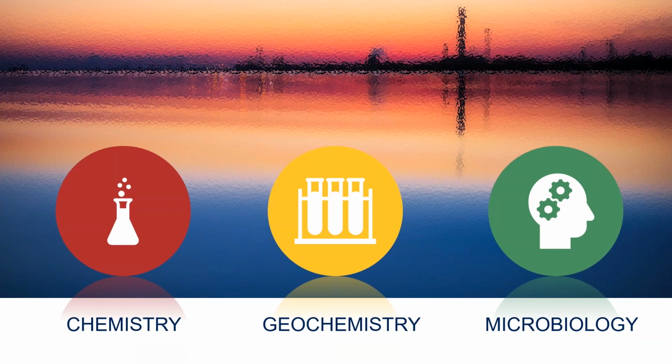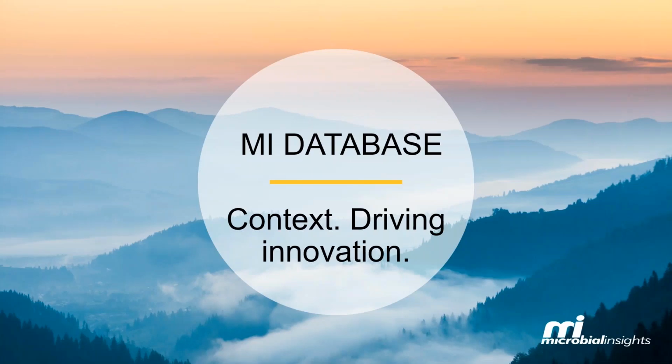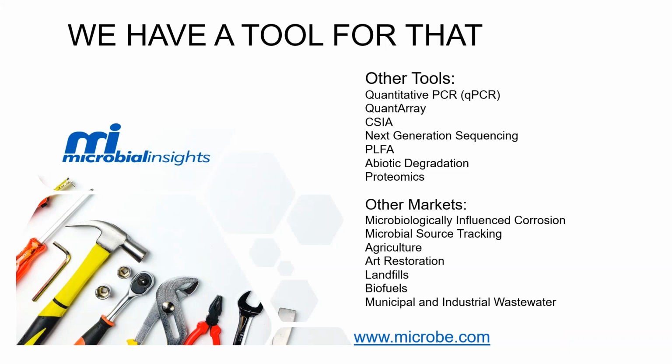Again, always looking at the multiple lines of evidence, always using our database. As Dora mentioned, we have over 40,000 DNA samples from sites around the world, and now we have over 500 CSIA literature values as well within our database. So it adds that context that you need to prove what's going on to yourself and to any regulators that might be looking at that data as well.